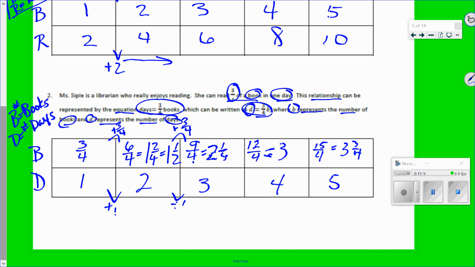Is there anyone who is not comfortable with turning these improper fractions into mixed numbers? Oh, no. Really? Okay, they're really quite simple. All I do is I say, how many times will 4 go into 15 without going over? It goes 3 times. Then I say, how much is left over? 3, because 3 times 4 is 12. 15 minus 12 leaves me 3 left over. So that's 3 and 3/4.